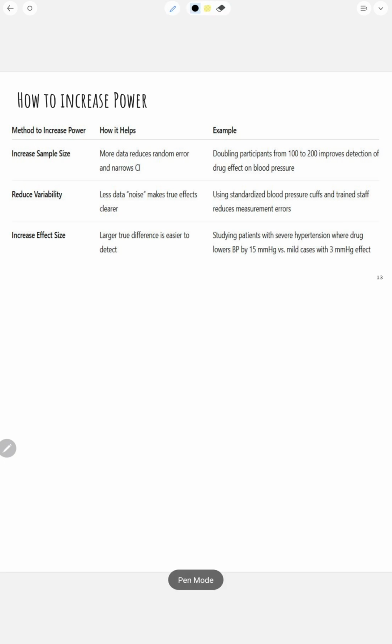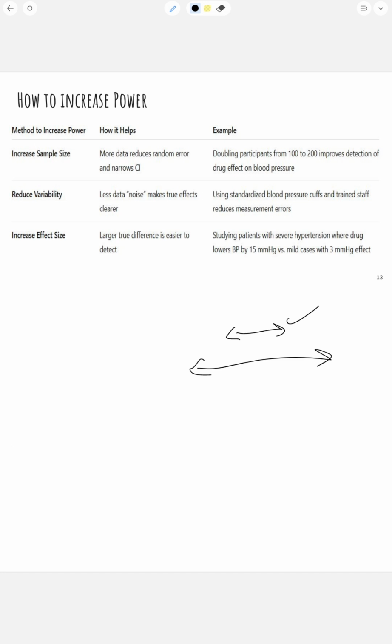If we go back to the previous lecture where we talked about p-values and confidence intervals, we said the narrower the confidence interval, the more accurate and the more precise it is. Fine, so that's the first thing you can do, increasing sample size.